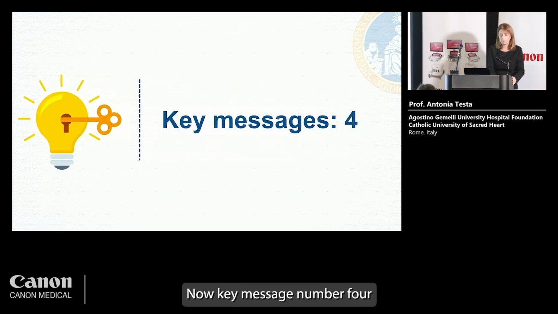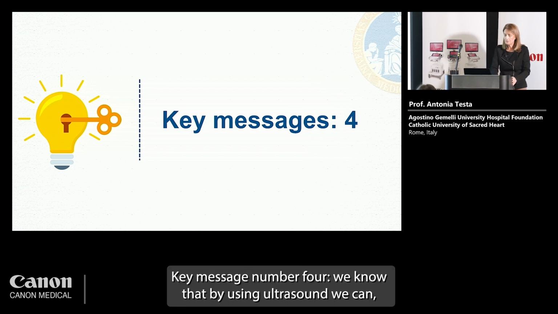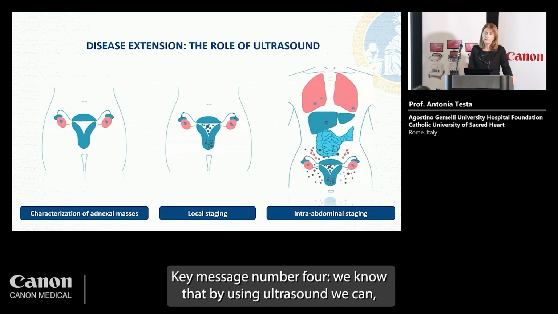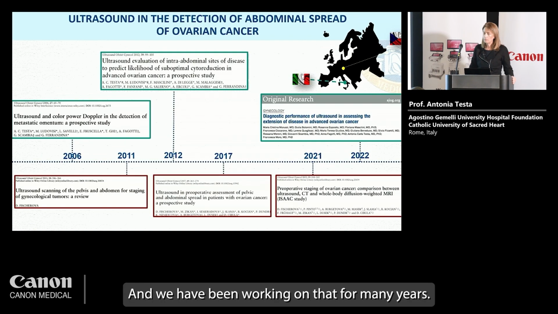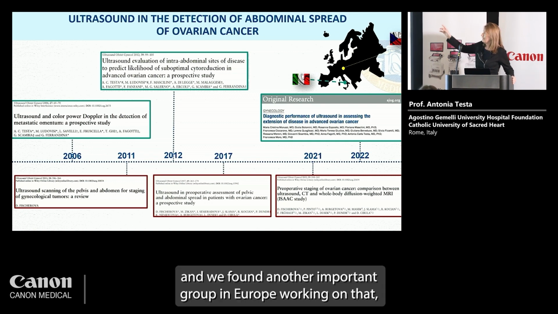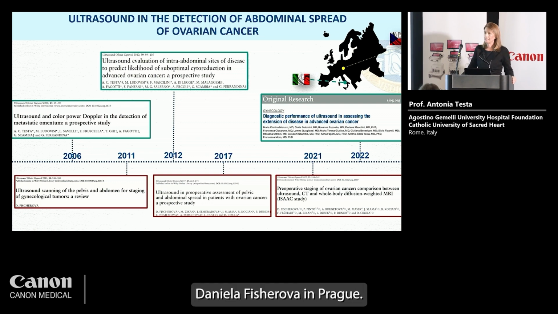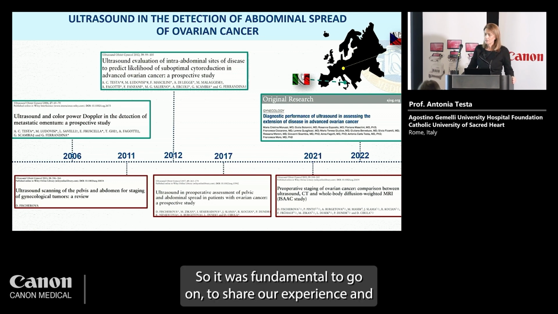Now, key message number 4. We know that by using ultrasound, we can not only assess the ovary, the pelvis, but we can look at the abdomen. And we have been working on that for many years. And we found another important group in Europe working on that, Daniela Fischerova in Prague. So it was fundamental to go on, to share our experience.